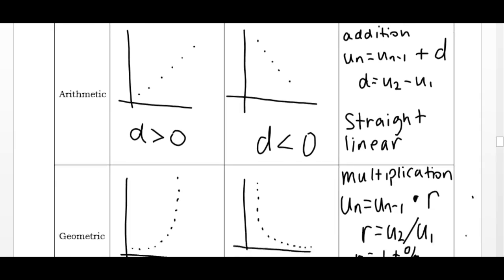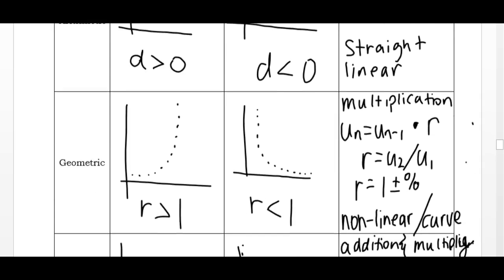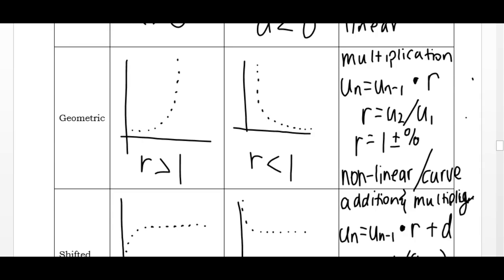The second type of sequence we talked about was the geometric sequence. And the geometric sequence is the sequence that we get through multiplication. So my general form here would be that I multiply by my ratio. And to get my ratio, I take my second number and I divide by my first number. There's also the option to get my ratio through a percent increase or a percent decrease situation. So 1 plus the percentage on an increase or 1 minus the percentage on a decrease.